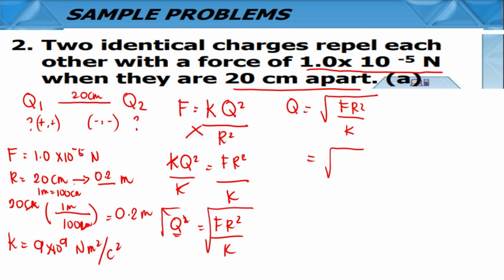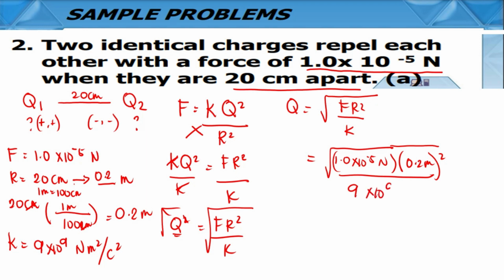Substituting the value, we have the square root of 1.0 times 10 raised to negative 5 newtons multiplied by the square of 0.2 meters, divided by 9 times 10 raised to 9 newton meter squared per coulomb squared. Since charge ang hinahanap, definitely our answer must be in coulomb. So Q, when we simplify this one, we will get 6.67 times 10 raised to negative 9 coulomb. So this is the value of our Q.